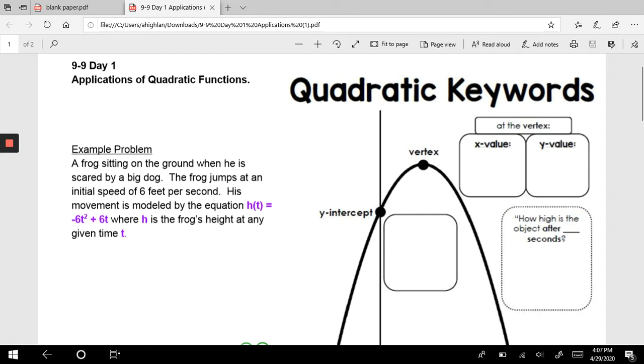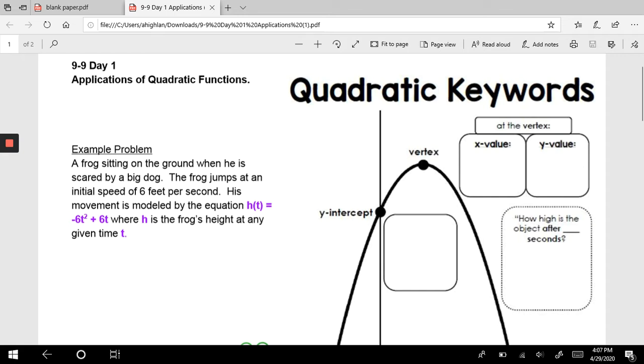A frog is sitting on the ground when he is scared by a big dog. The frog jumps at an initial speed of 6 feet per second, and his movement is modeled by the equation h of t equals negative 6t squared plus 6t. So right there's your quadratic function, where h is the frog's height at any given time.